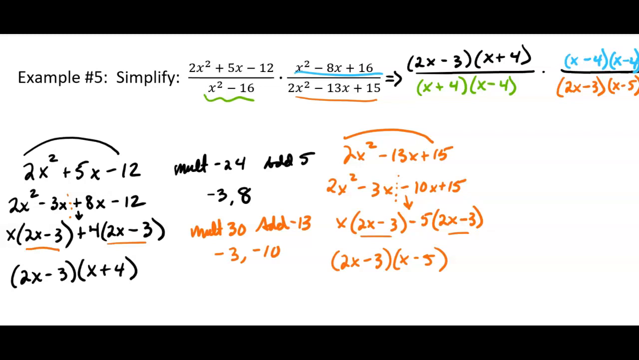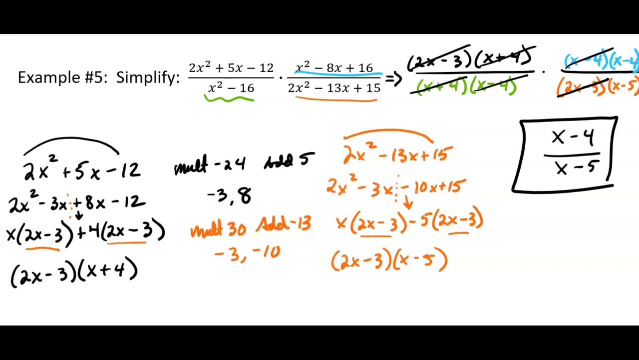Okay, now I'm ready to do some canceling. I've used up all my colors. So 2x minus 3 cancels with 2x minus 3. x plus 4, x plus 4. I have an x minus 4 that will cancel with one of those x minus 4s, but just one of them. So I have x minus 4 in the numerator and x minus 5 in the denominator, and then you're done. Nothing else will cancel. You have one factor in the numerator, x minus 4, one factor in the denominator, x minus 5, and they're not the same. So you're done.